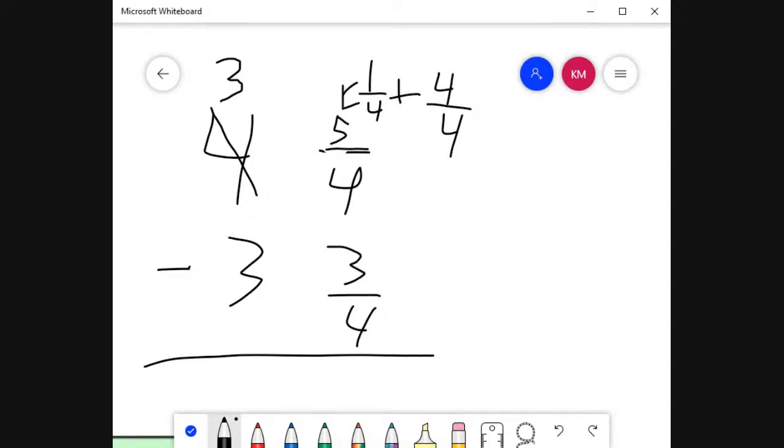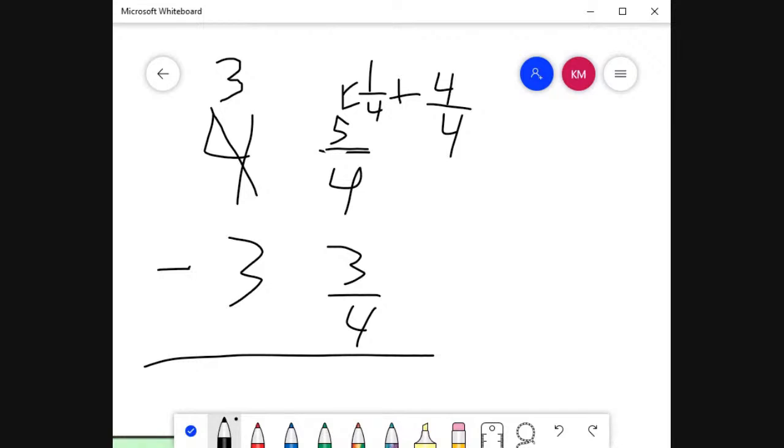5/4. So now I can subtract my 4 and 1/4 from my 3 and 3/4. So now the 4 became a 3, the 1/4 became 5/4 by adding a whole, or 4/4, to my 4th that I already had. So 4/4 plus 1/4 gives me 5/4.